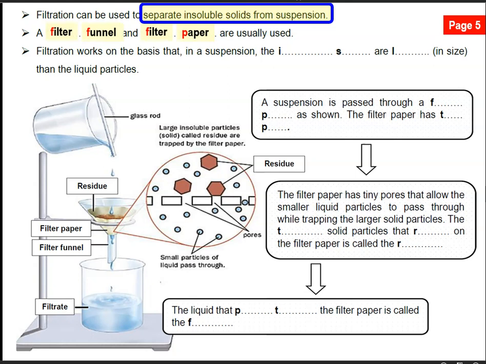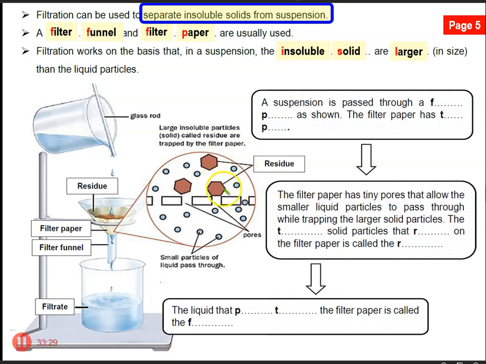Now, filtration works on the basis that, that means what is the principle of filtration? Why is filtration such a useful technique? Basically, filtration works on the basis that in the suspension, there are insoluble solids that are larger than the liquid particles. Because these insoluble solids are larger than the liquid particles, it will help them to be separated from the liquid.